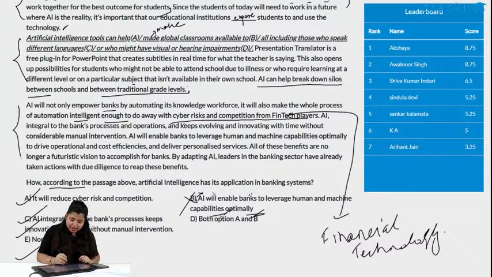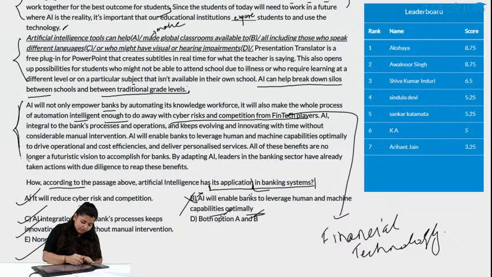Artificial intelligence has its application in the banking system. So it is talking only about the banking system, not schools. And the other thing asked is its application. So we need the application, not the process. This paragraph is for the banking system, as the earlier one was based on the education system.